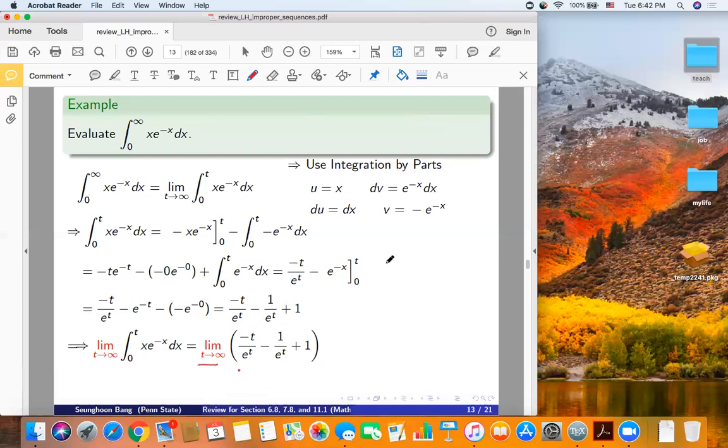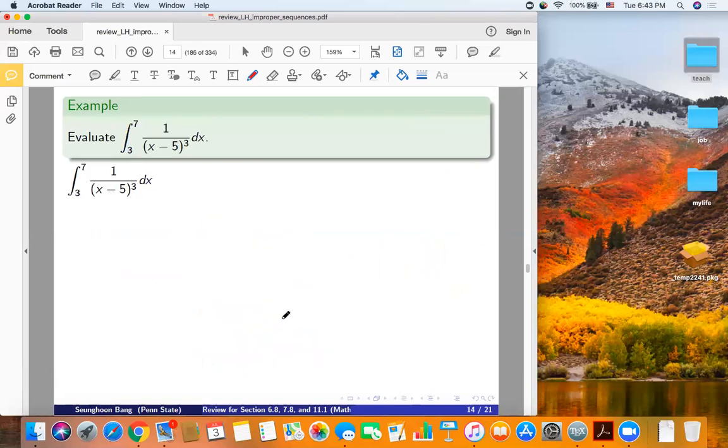0 is right. So here, the limit as t approaches infinity of t over e to the t. Which is growing faster? The exponential function is growing faster than t. The answer is 0, so this is going to 0. This is also going to 0. The final answer is 1. So what does it mean? The improper integral converges to 1. That's the idea. The second one.